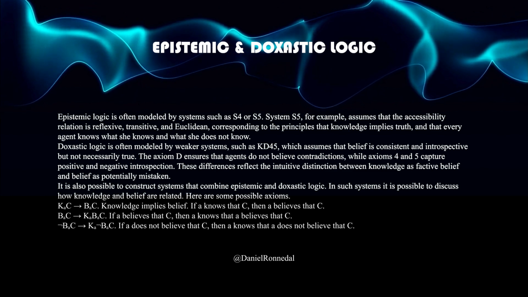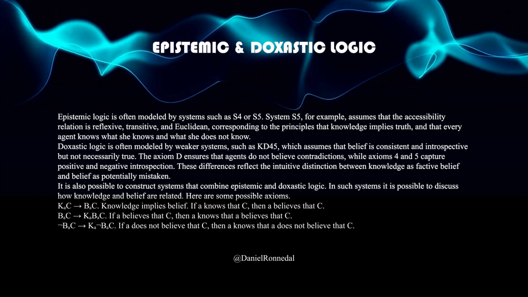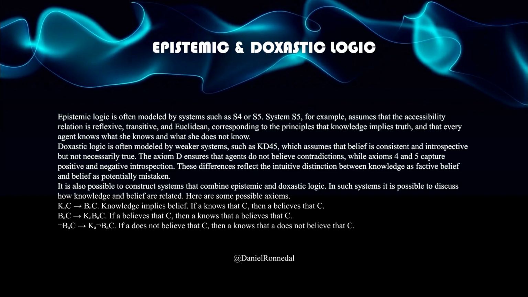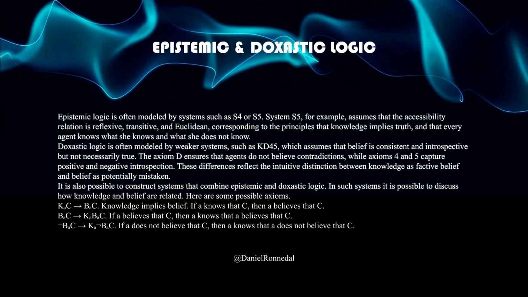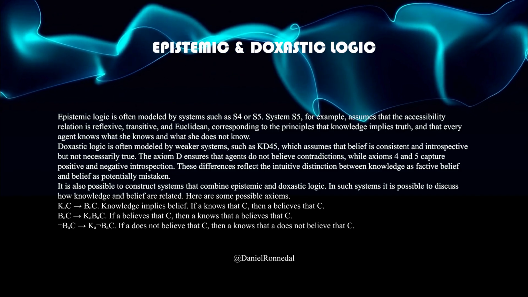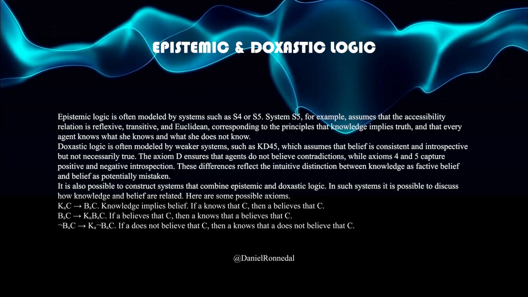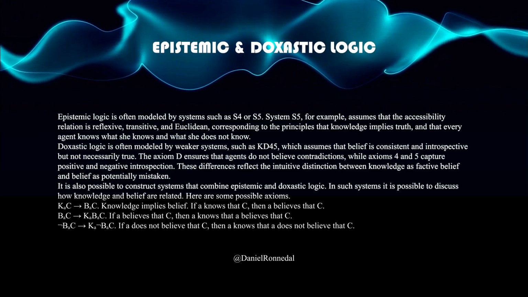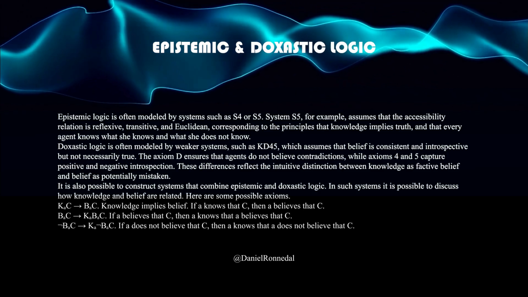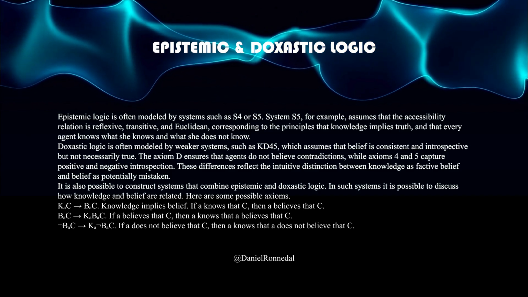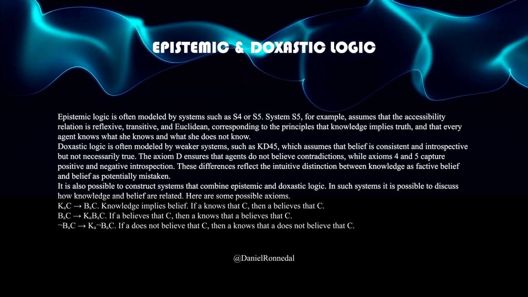Doxastic logic is often modeled by weaker systems, such as KD45, which assumes that belief is consistent and introspective, but not necessarily true. The axiom D ensures that agents do not believe contradictions, while axioms 4 and 5 capture positive and negative introspection. These differences reflect the intuitive distinction between knowledge as factive belief and belief as potentially mistaken.